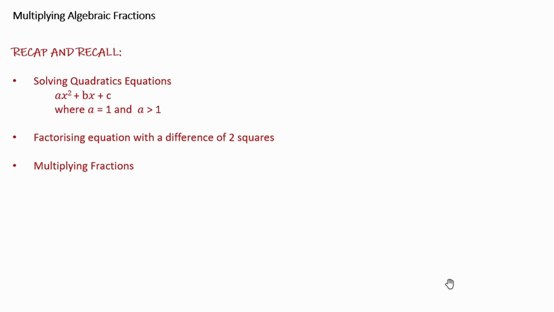In order to confidently multiply algebraic fractions, we need to be able to solve quadratic equations, both where our coefficient of x squared is 1, as well as when our coefficient of x squared is greater than 1. We also need to be able to factorize equations which have a difference of 2 squares. We need to know how to multiply ordinary fractions.